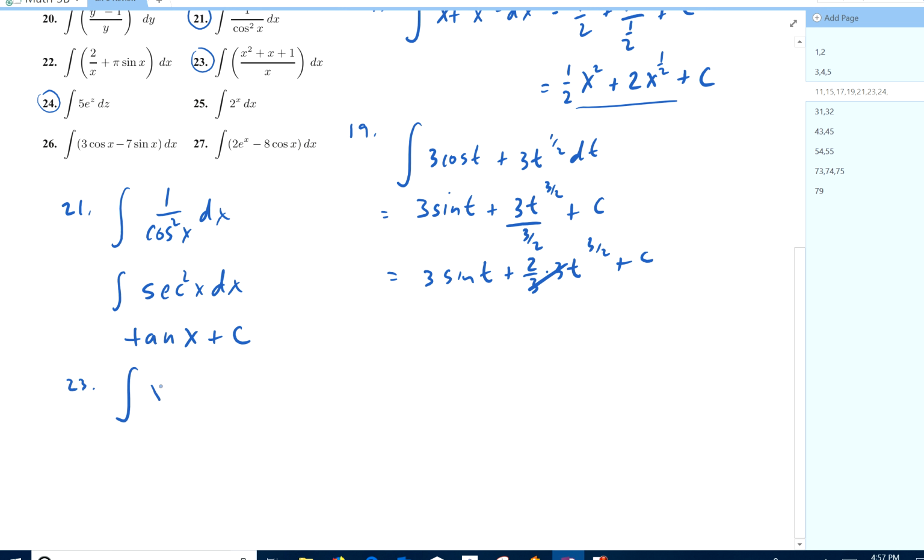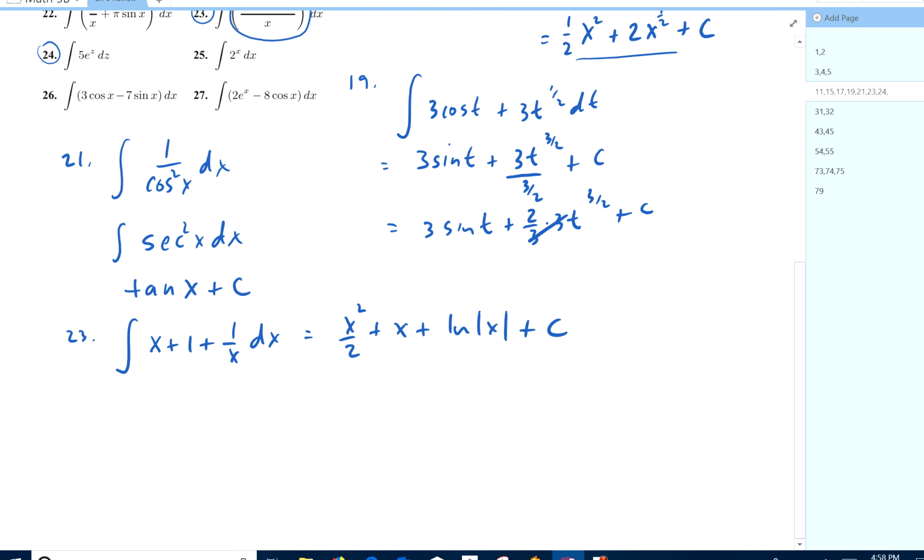23. That's the integral of x plus 1 plus 1 over x dx, which is x squared over 2 plus x plus natural log absolute value of x plus a constant. Alright, so the derivative of natural log is 1 over x. So on these guys, if you look at them and they aren't ones you can do directly, then start thinking algebraically, can I do anything simple to get to something that you can integrate.